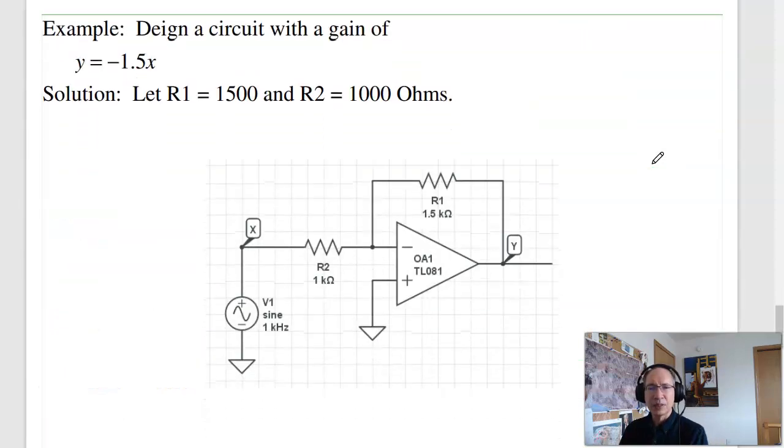Example. Design an inverting amplifier with a gain of minus 1.5. So again, pick your favorite resistor. As long as the ratio is 1.5 to 1, the gain will be minus 1.5. So something bigger than 100, less than 10 meg. I chose a 1K, 1.5K. This will have a gain of minus 1.5.